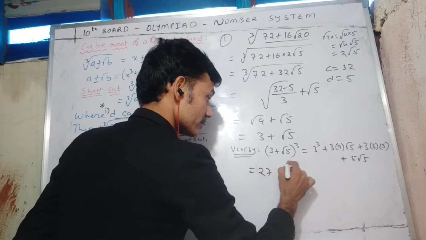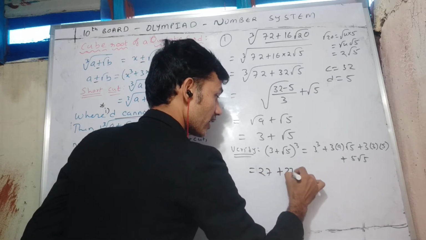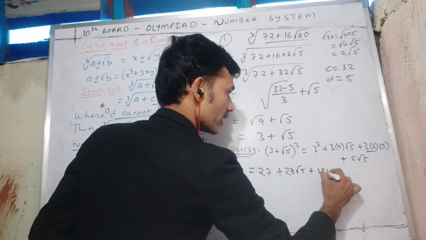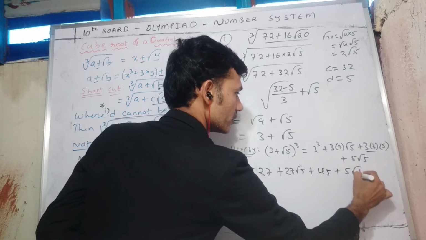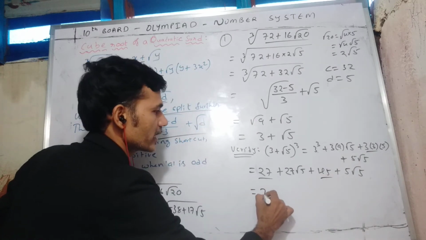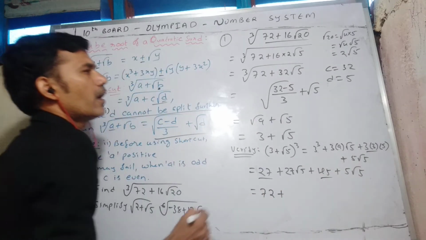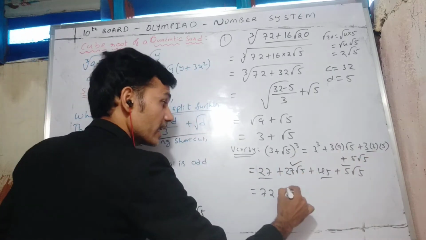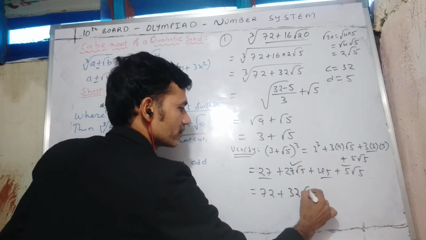27 plus 27 times root 5. That will be what? 9 times 5 means 45. This is 5 root 5. So 27 and 45 if you add, you will get 72, see. And 27, these are like sides, see. If you add, you will get 32 root 5.